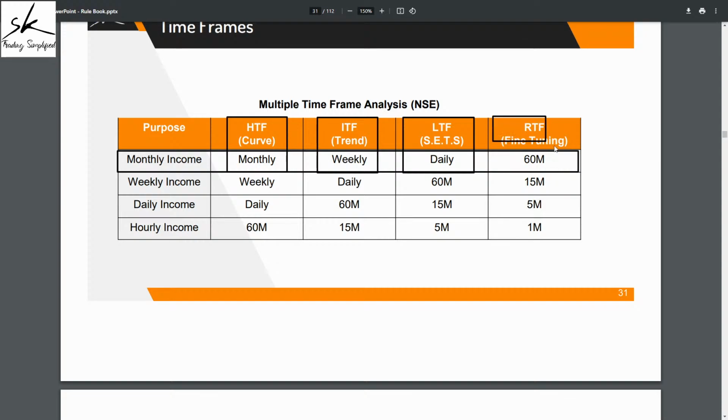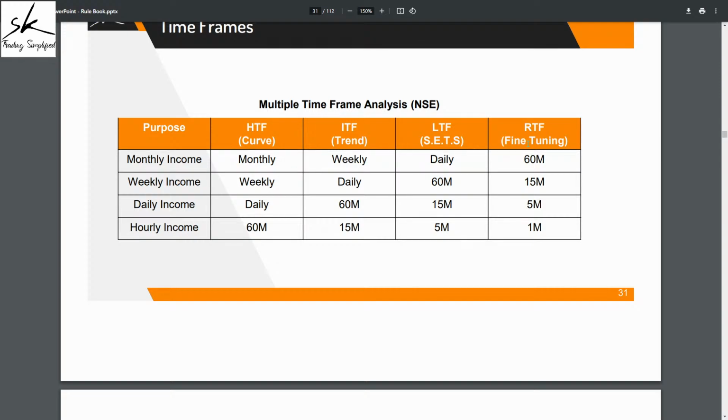And in case I need to use the refining time frame, it is going to be the 60 minutes chart, and it can be used for multiple purposes like fine tuning the zone, type 2 type 3 entries, or in case I need to apply some additional rules, that is also where this can help us.